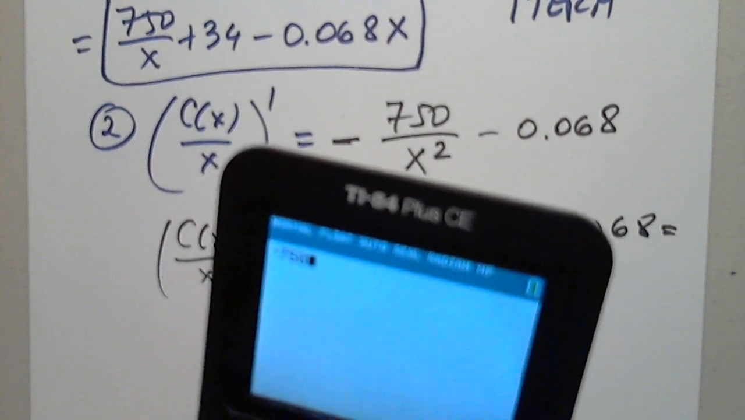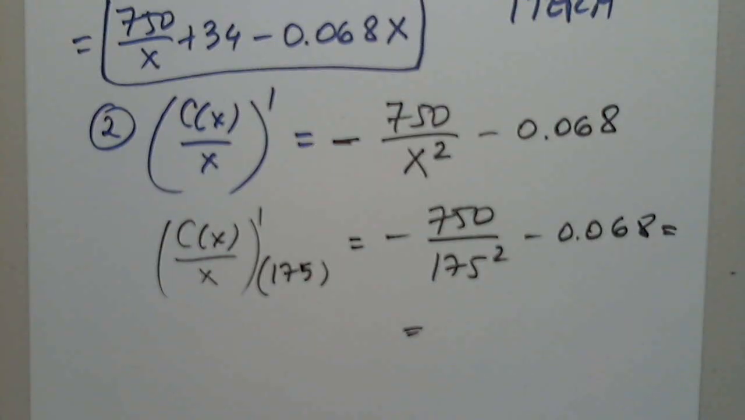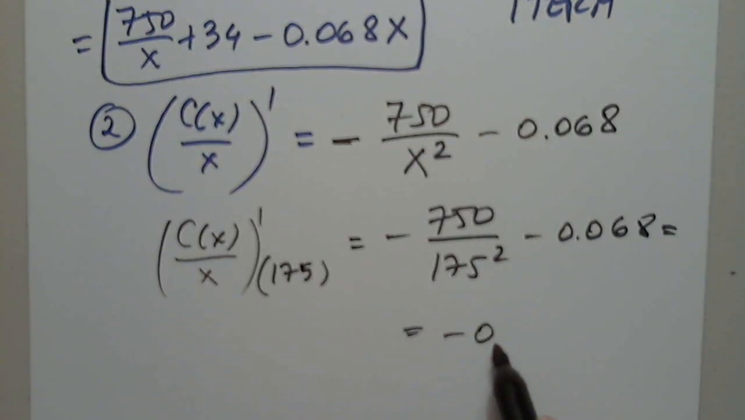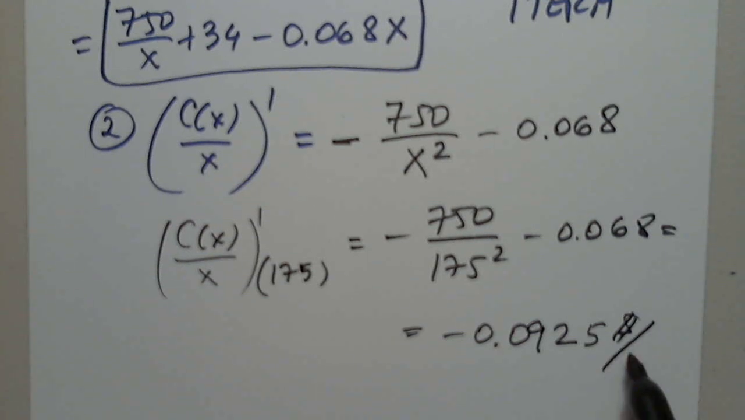So negative 750 divided by 175 squared, and then minus 0.068. I got negative 0.092925. So this is in dollars per unit. Any questions for me?